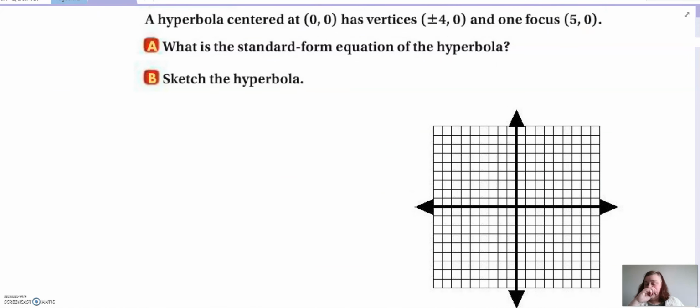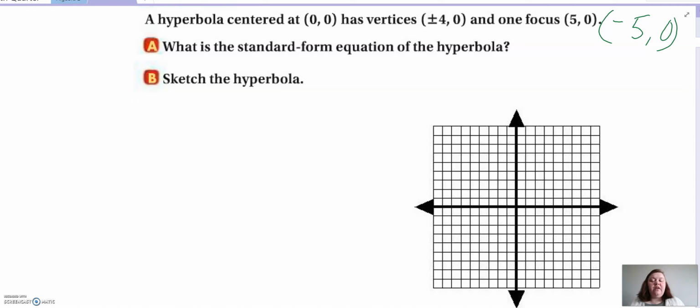So we have a hyperbola centered at 0, 0. It has vertices plus or minus 4, 0, and one focus, 5, 0. Now technically it does have another focus, that'll be negative 5, comma 0. So we have to change that sign. Now part A is, what is the standard form equation of the hyperbola?